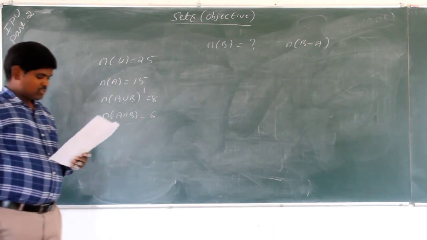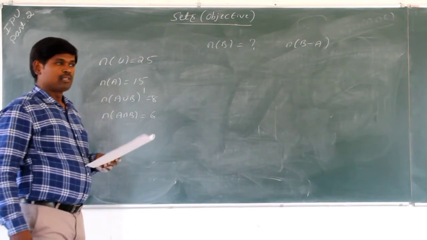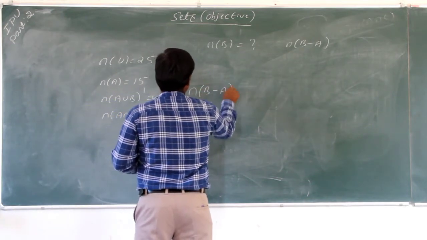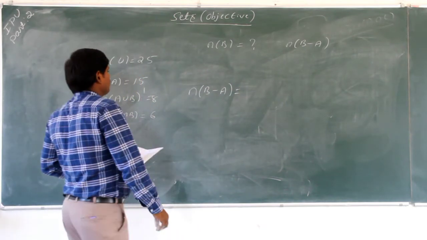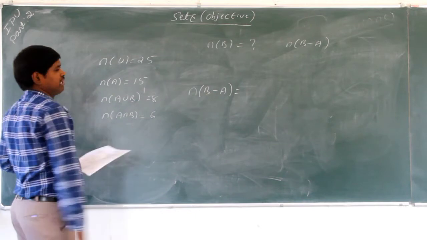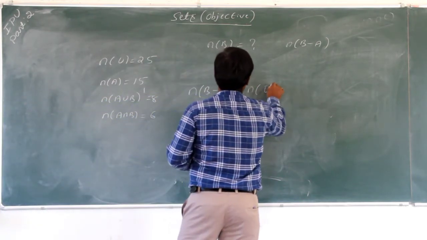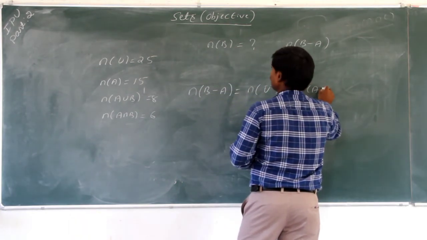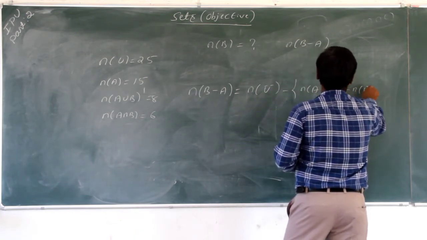So see here, n(B minus A) is the number of elements which belong to B only. So by using this data, we are going to take one formula, that is n(U) minus n((A union B)') is equal to n(A) plus n(B) minus n(A intersection B), that is, n(A union B).